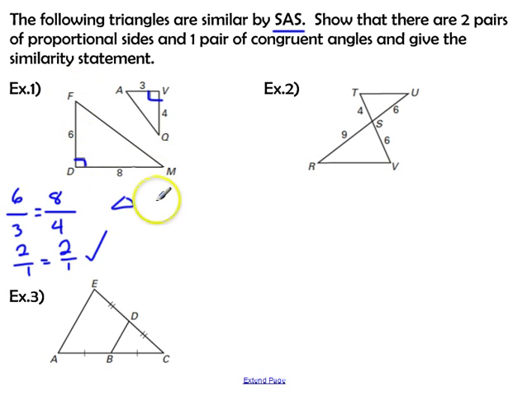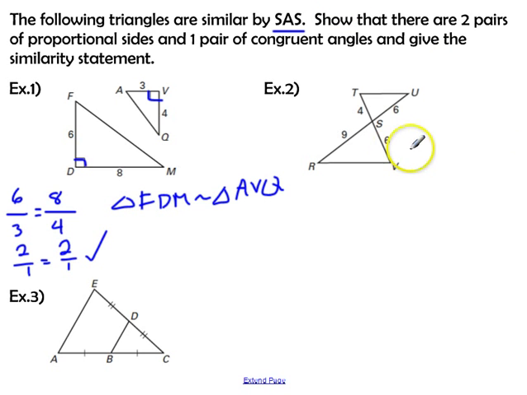If I go FDM, that's going to be similar to, I went down the short side to the right angle and then across. So down the short side to the right angle and across. So I need to go triangle AVQ.